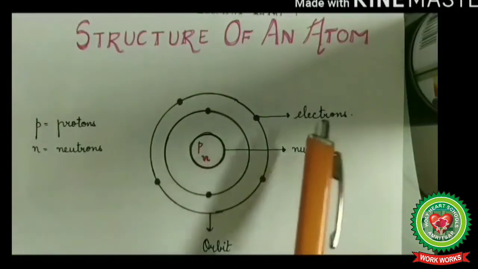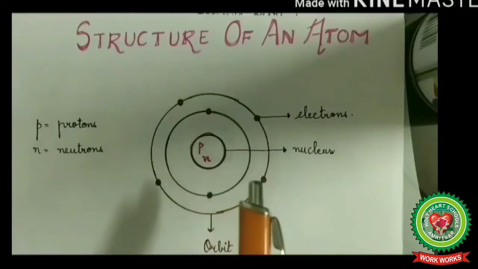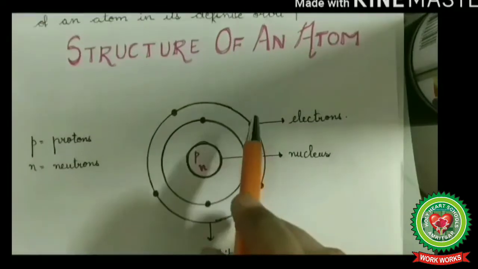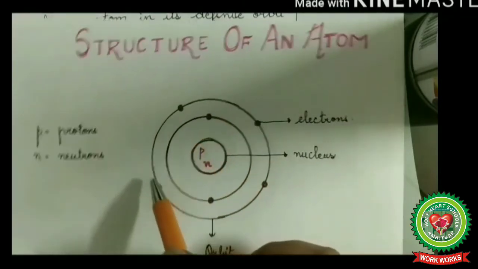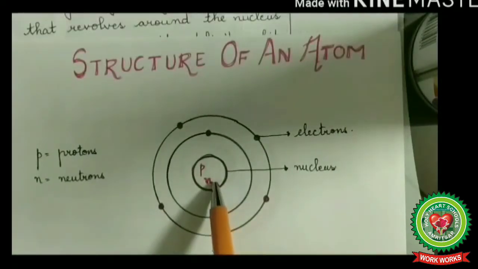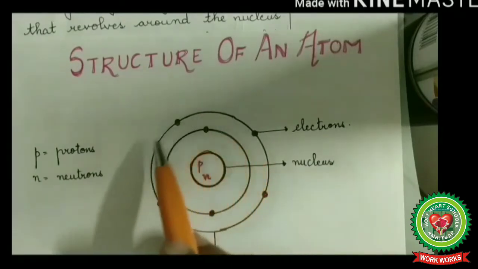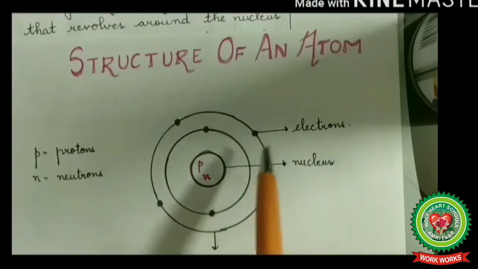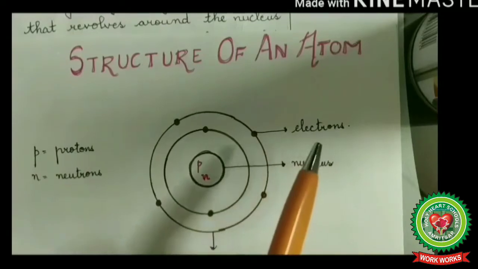Next subatomic particle is electron. A negatively charged particle that revolves around the nucleus of an atom. This is nucleus of an atom and these particles revolve around the nucleus of an atom. They are called electrons.